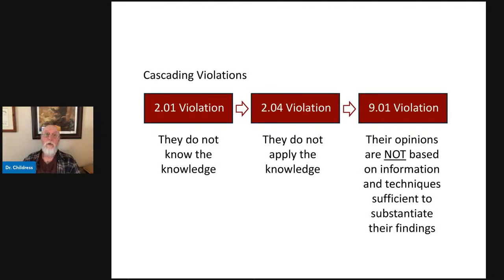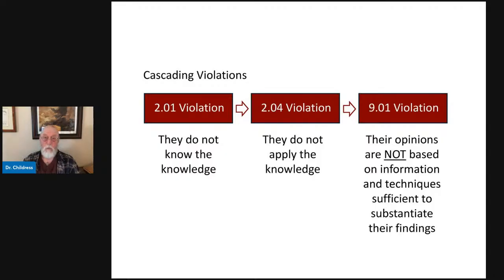of 9.01. So essentially what we have on these three ethical violations are a set of cascading violations from their fundamental violation of 2.01. They do not know the knowledge, and they are indolent in acquiring the knowledge. Then because they don't know the knowledge, they do not apply the knowledge, and that's the violation of 2.04. And then because they do not know or apply the knowledge, their opinions are not based on information and techniques sufficient to substantiate their findings, in violation of 9.01.